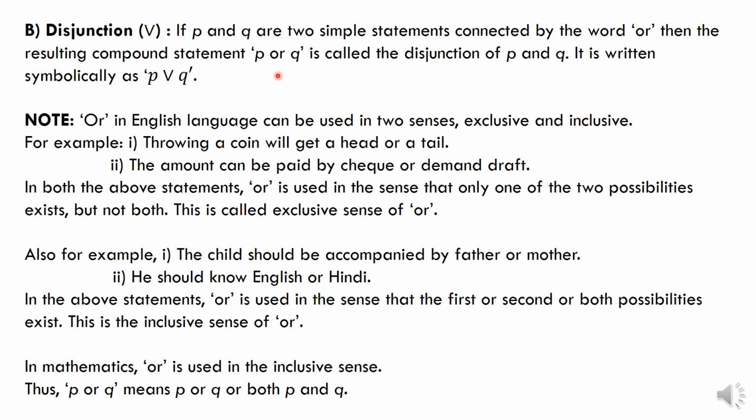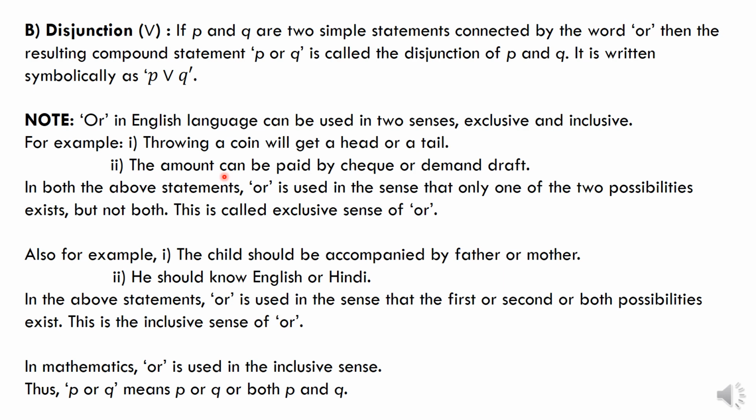So the statements P and Q can be joined by a disjunction. Then we read it as P or Q. Note the symbol for P or Q. Now, or in the English language can be used in two senses, either exclusive or inclusive. For example, if we say throwing a coin will get a head or a tail, we mean that throwing a coin will get either a head or a tail, but never both. Similarly, suppose we say the amount can be paid by check or demand draft.